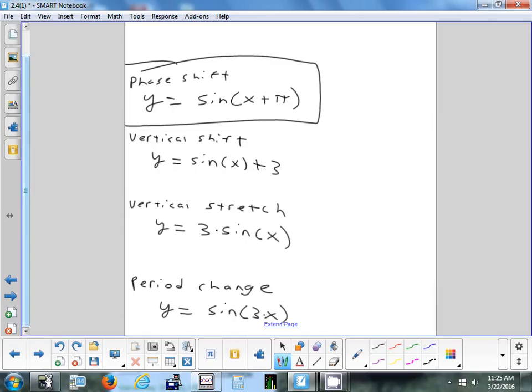Right, but that's a good chart, a good reference sheet to come back to. So if you have to identify, is this a vertical shift or is this a vertical stretch? You've got an example of each one of them. And we'll do more throughout the week.